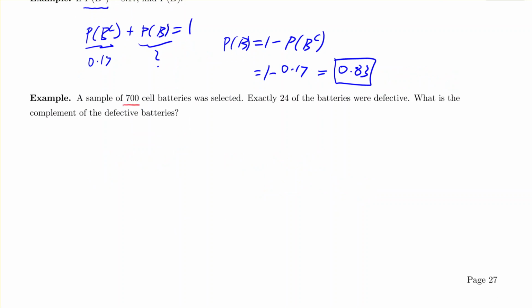A sample of 700 batteries were selected. Exactly 24 of the batteries were defective. What is the complement of the defective batteries? So let's organize what we have. 24 batteries.